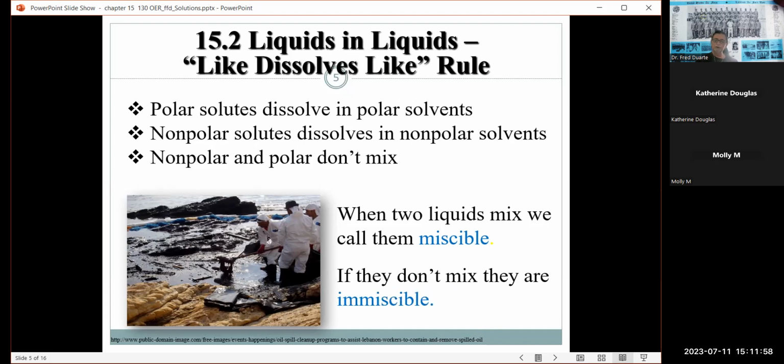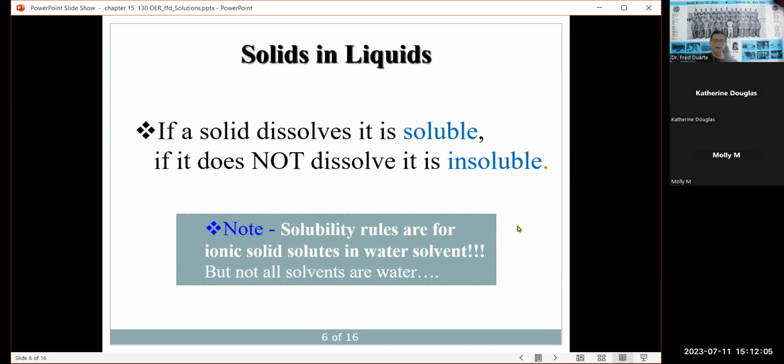Okay. When we deal with a solid and a liquid, we use the term soluble or insoluble. Okay, and that's what we have here. The majority of the time, we're dealing with aqueous systems. So the solubility rules play a big factor here to determine whether a material is soluble or insoluble. Okay.